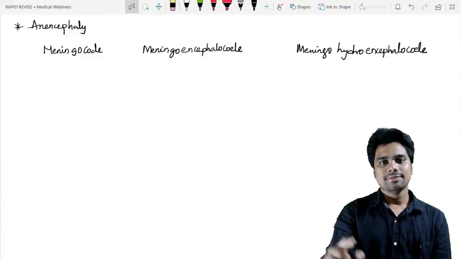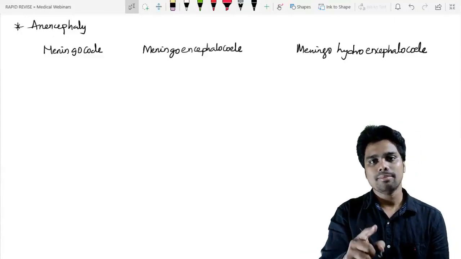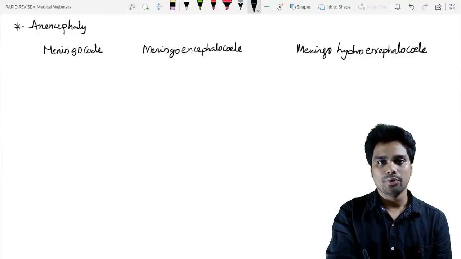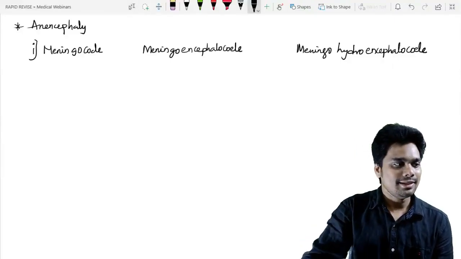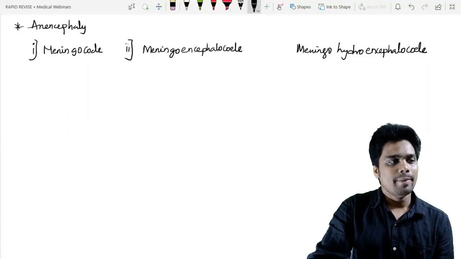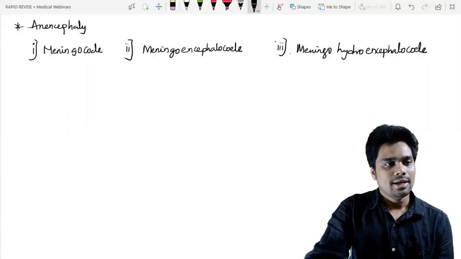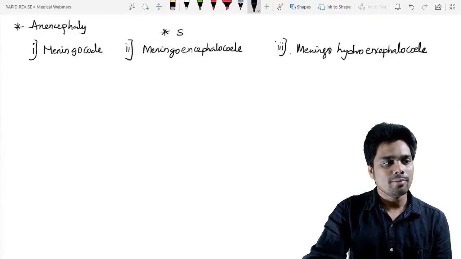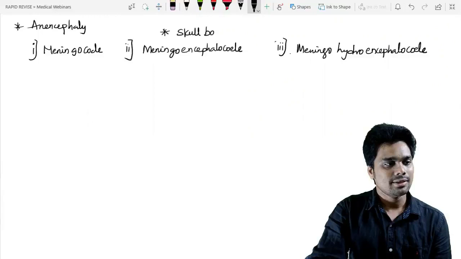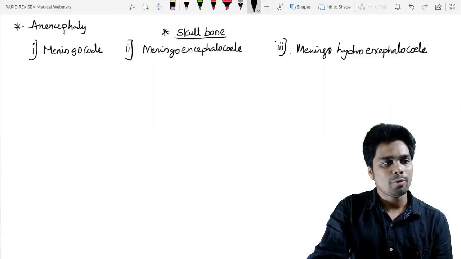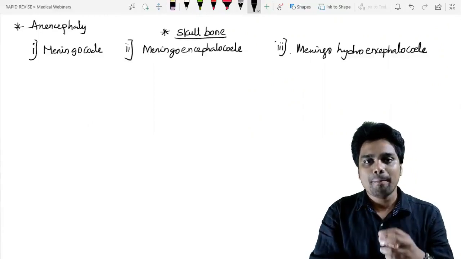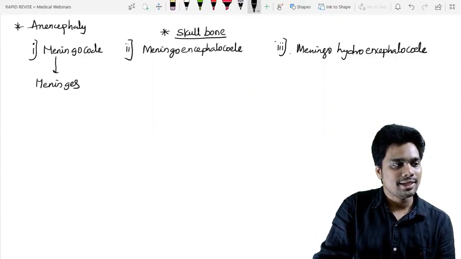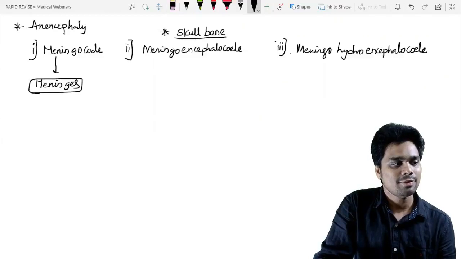So when I say anencephaly, you clearly know that it is both maldevelopment of the skull and also improper fusion of the neural pore. But there are three other entities known as meningocele, meningoencephalocele, and meningohydroencephalocele. Here I am only talking about improper development of the skull. So the skull bone is not properly formed. Because of improper skull bone, there is herniation of meninges here. So what are meninges? Meninges are the covering of the brain.